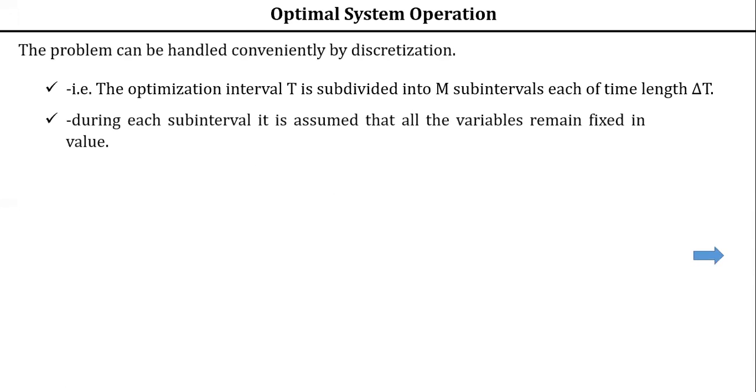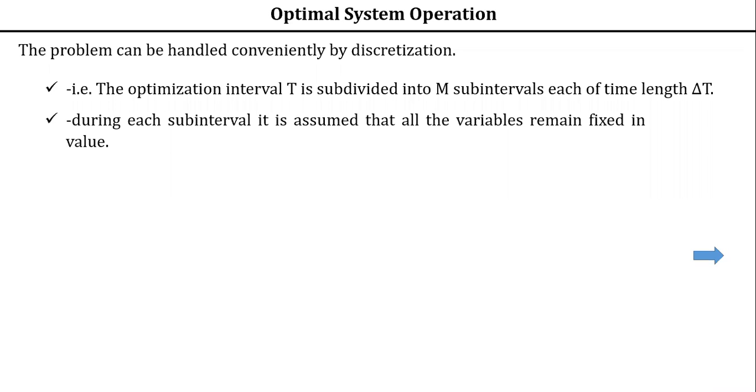The problem can be handled conveniently by discretization. Nowadays everything is discretized, isn't it? Earlier they would do it manually, with a linear variation. But now everything is computer oriented, so it will be discretized. How are we going to discretize? The optimization interval T, whatever the total period is, we divide into M number of sub intervals, and each sub interval time length will be delta T.